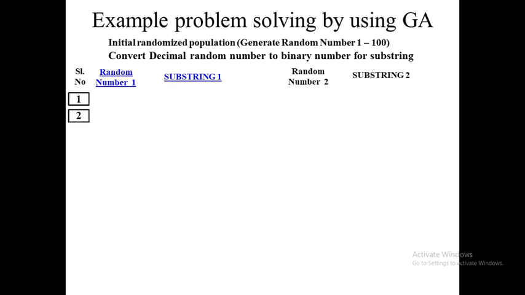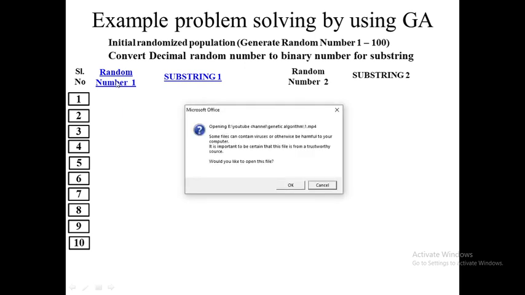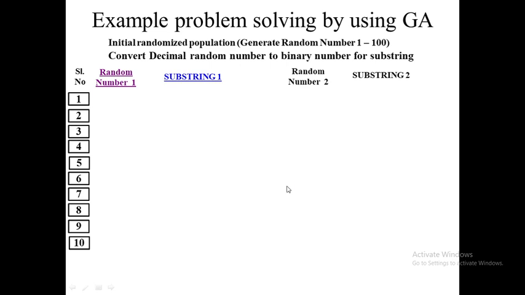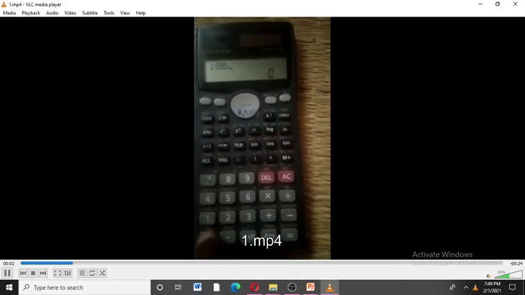After that, you allot the population. You consider population size as 10, so I generate 10 serial numbers. After that, random number generation: how do I generate the random number? For example, if you have a calculator, you can follow my example. How do I generate the random number? For example, on your calculator, because I generate the random numbers between 1 and 100, I put 100.